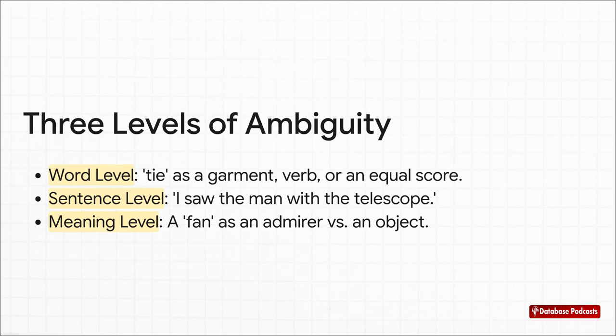And this problem pops up everywhere. At the word level, a word like tie could be the thing you wear, the act of tying your shoes, or a tied score in a game. It even happens at the sentence level. If I say, I saw the man with the telescope, who's got the telescope? Me or the man? And then on a much deeper level, you can totally lose the meaning. A machine might see the word fan and think of an admirer when you're really just talking about a device to cool you down. Without context, the machine is basically just guessing.